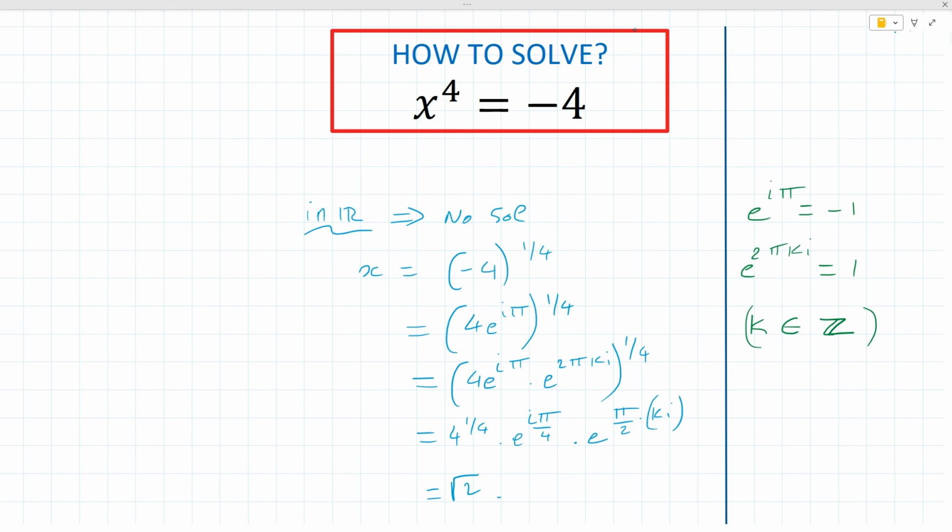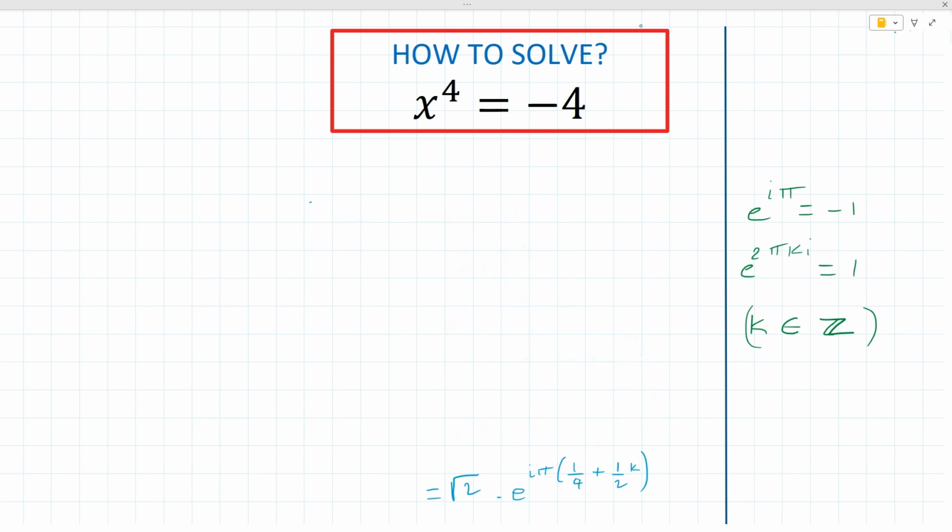And using power laws, we can say that this is e to the power i pi. And adding the powers, we'll have a 1/4 plus rotations of pi over 2i, so we can say rotations of 1/2 of k. So what that means in simple terms is that the first value will be pi over 4, and then we're going to rotate in 90 degrees, which will be pi over 2's, so rotations of k pi over 2's.